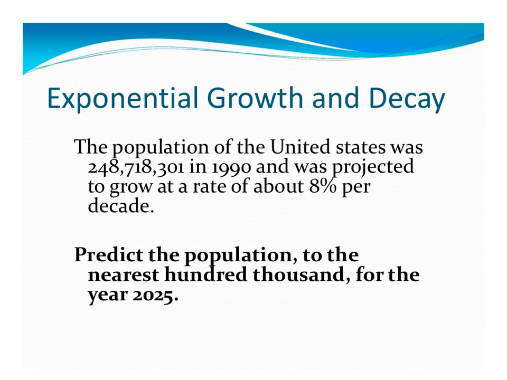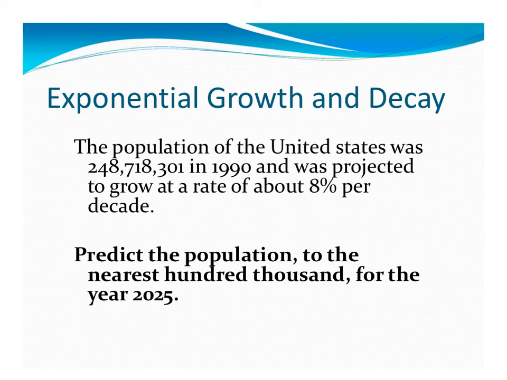At this last one, we have the population of the United States was 248,718,301 in 1990 and was projected to grow at a rate of about 8% per decade. We want to predict the population to the nearest 100,000 for the year 2025. Now notice it's not nearest 100,000ths with the THS. It's nearest 100,000. So we're talking about like whole numbers here. And we'll see that in the answer in just a second. So let's set it up.